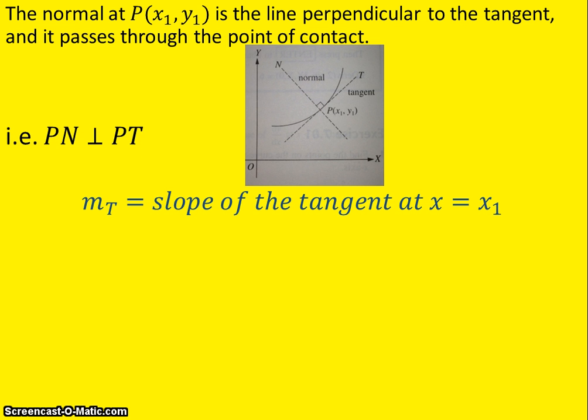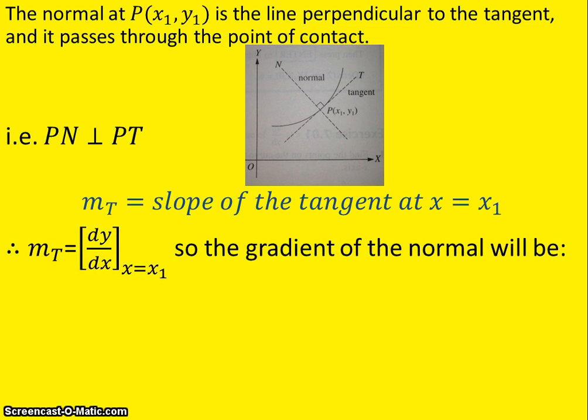First, we need to find the slope or the gradient of the tangent at x is equal to x1. And to do that, we require the first derivative. So we find the first derivative of the given function and evaluate the first derivative at x is equal to x1. In other words, we replace the x in the expression by the x1 coordinate. That will give us the gradient of the tangent, and using that we can calculate the gradient of the normal, which has a relationship as -1 divided by the gradient of the tangent.